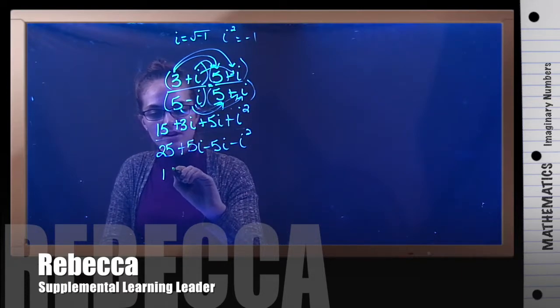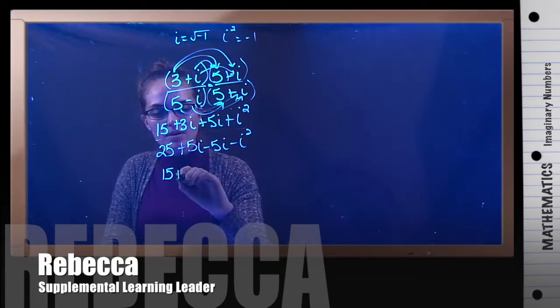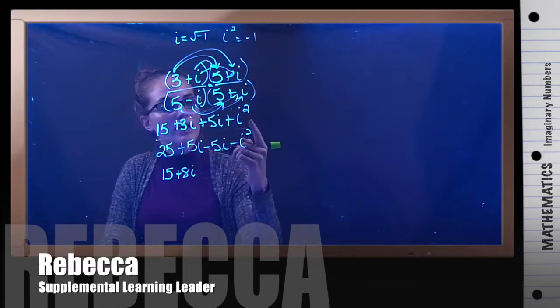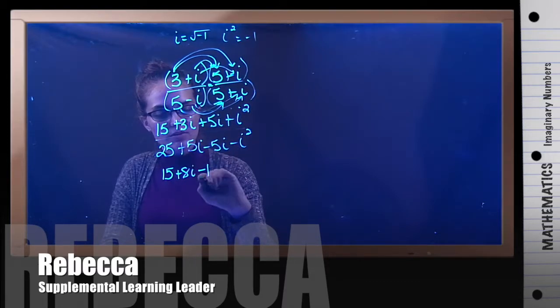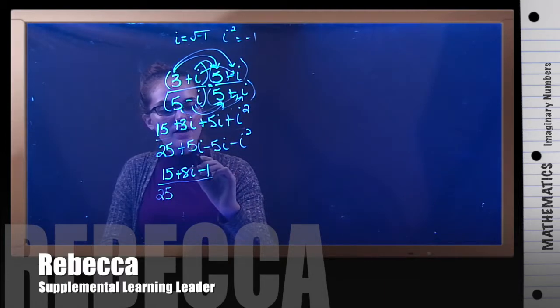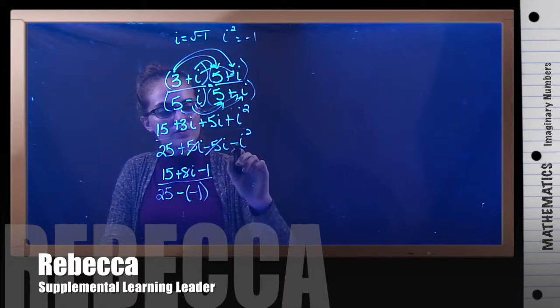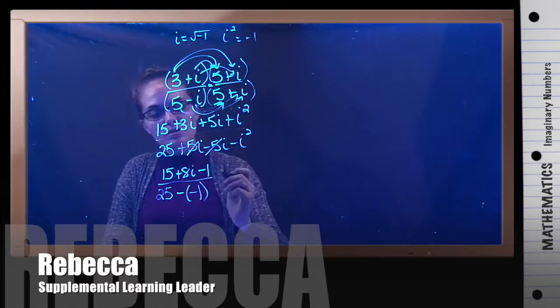So I'm just going to simplify the top: 15, and then 3i plus 5i, you can combine those to make 8i, and then this i squared turns into a -1. And then the bottom: 25, and then 5i minus 5i, those will end up canceling. And then negative i squared is -1. So you have two negatives, one from here and one from here.